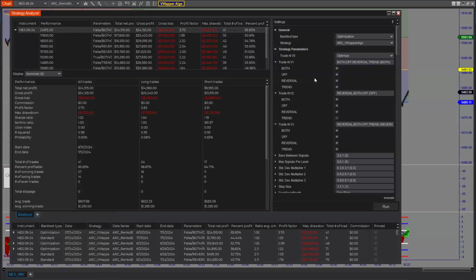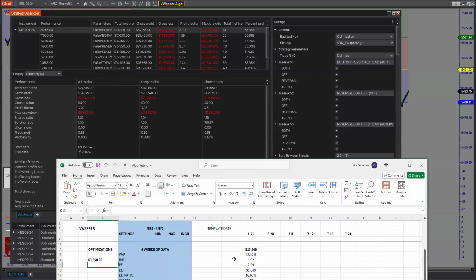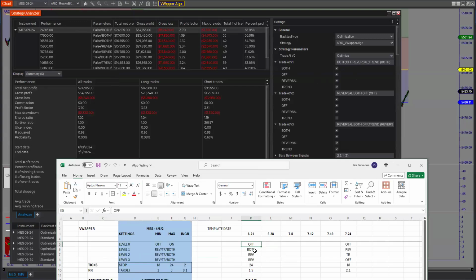So let's go ahead and lock these in. And before I do anything, I'm just going to go ahead and take notes on what came back. So we'll go here, scroll back up. This actually should be 628.